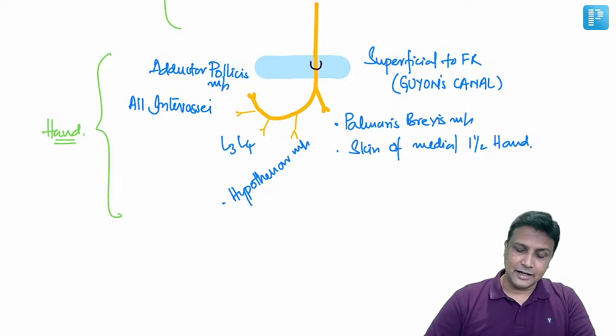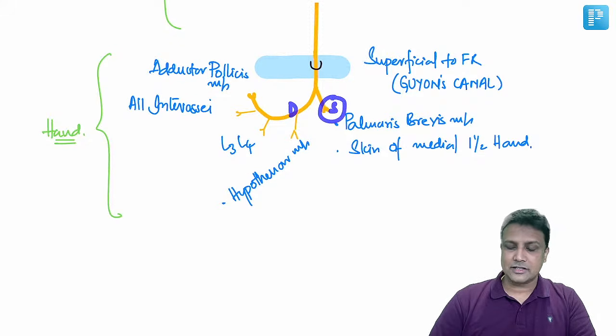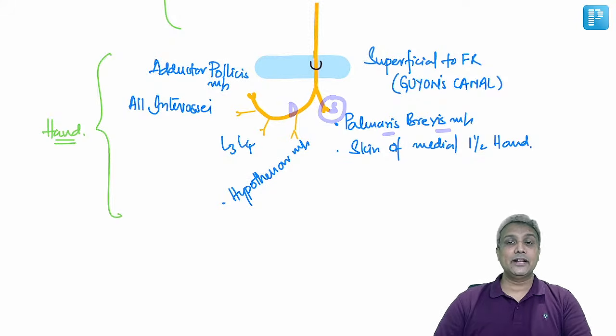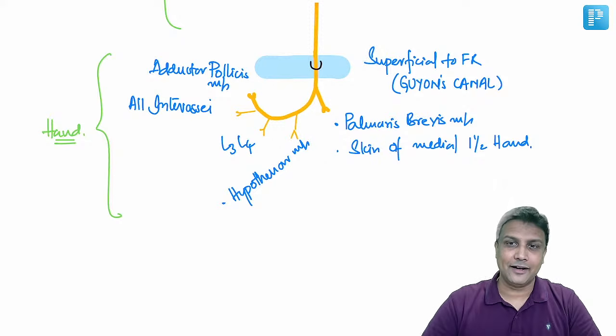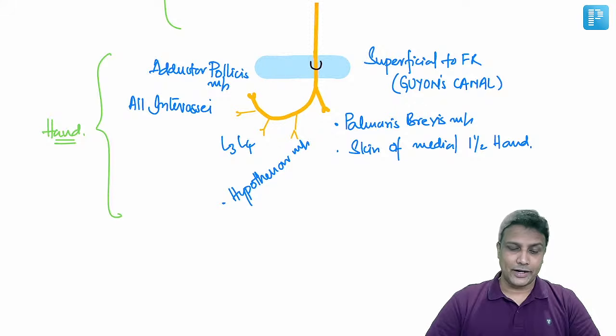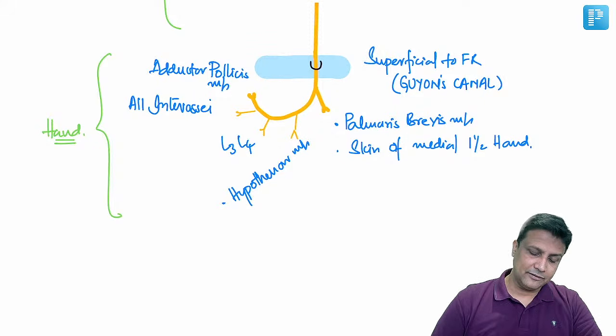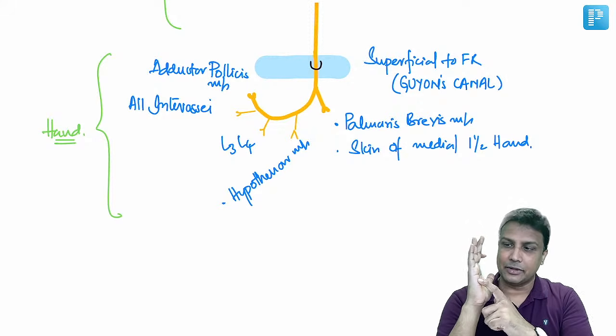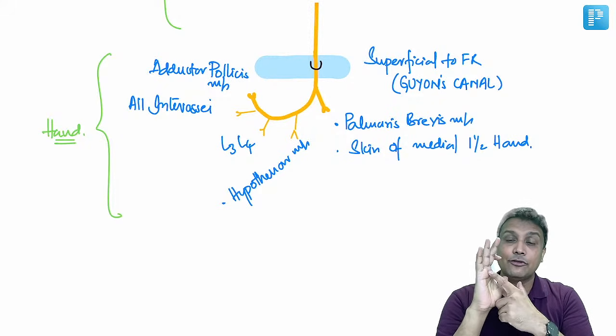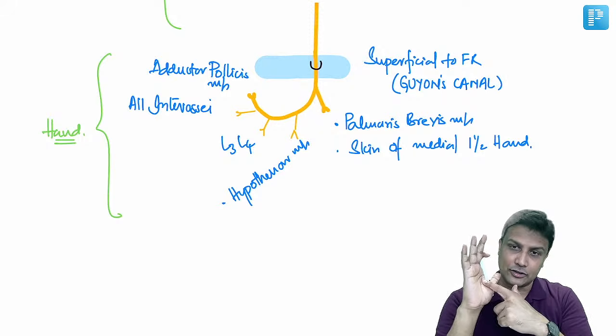Now after entering into the hand, the ulnar nerve will divide into two branches here. One will be the superficial branch, another one will be the deep branch. The superficial branch is supplying only one muscle, that is palmaris brevis, along with the skin over the medial 1.5 digits. And everything remaining will be taken care of by the deep branch. The deep branch will be supplying the hypothenar muscles, lumbrical number 3 and lumbrical number 4, and all the 4 palmar interossei and all the 4 dorsal interossei.